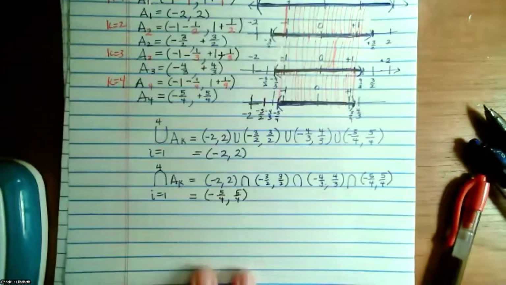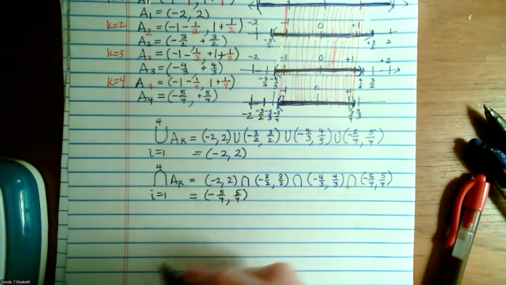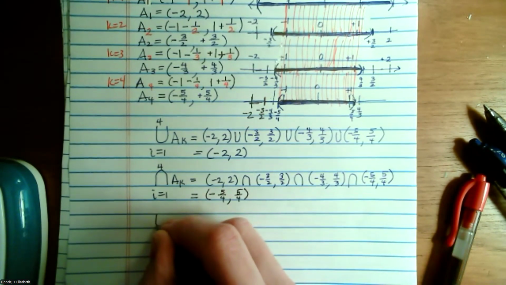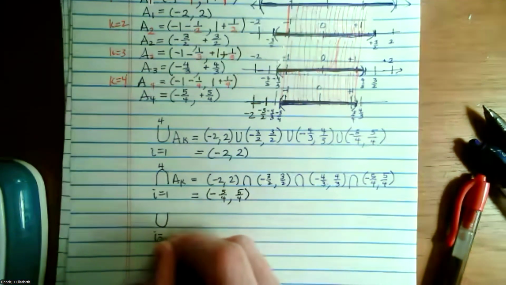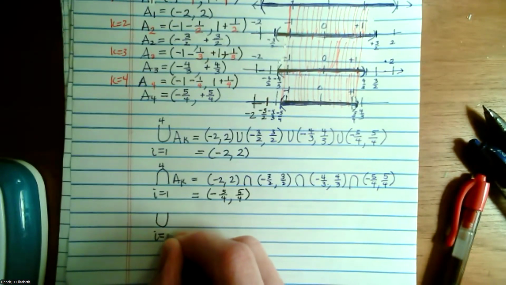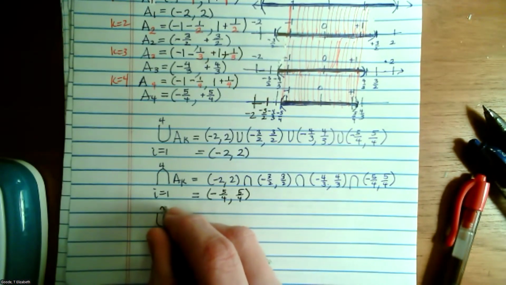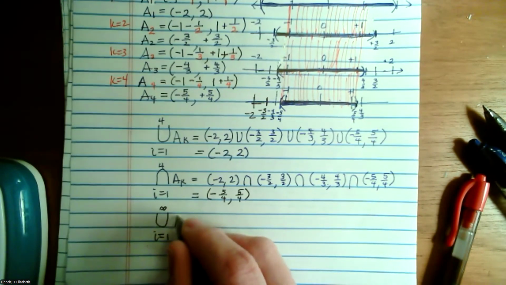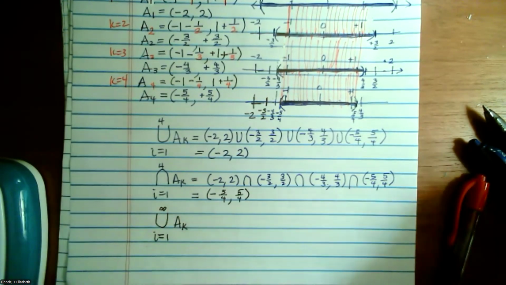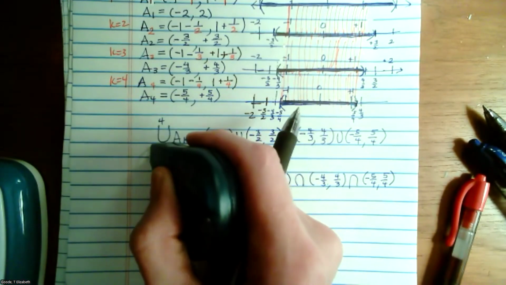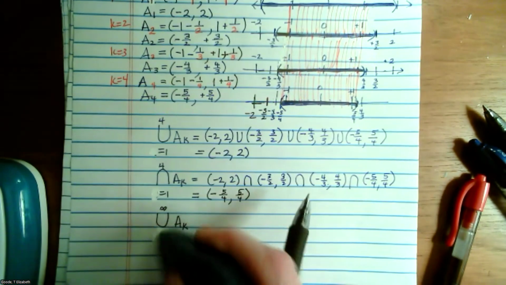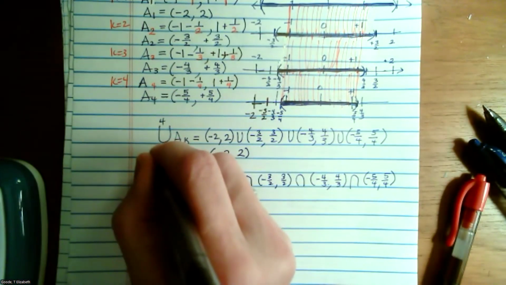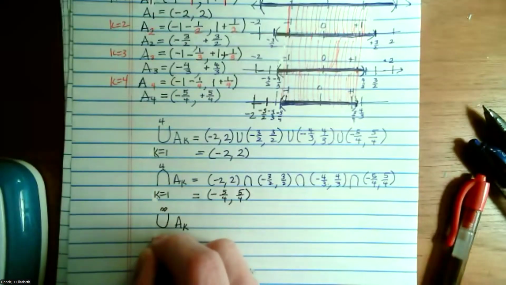What was the next question? Is it union from i equals 1 to infinity, or what? Yeah, union. All right, so if we take the union from k equals 1 to infinity of the A sub k, I guess these shouldn't be i's, these should be k's. On the sheet, did they say k? Yeah, they should. Okay, we have to have the same letters everywhere. K's, my bad.